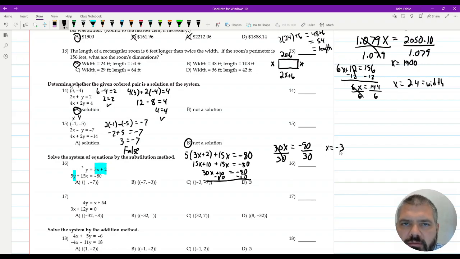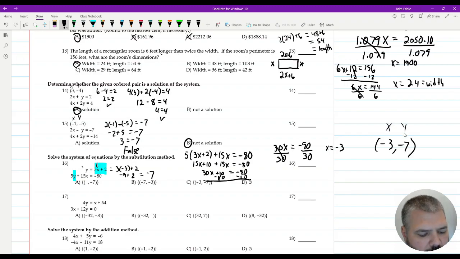Once you've solved for one of the variables, you can plug this into either equation. However, what I would do is come to where you had y solved for already: y equals 3x plus 2. Plug your -3 in for that x. That's the easiest way. So I have 3 times -3 plus 2, that's -9 plus 2, so I get y equals -7. My ordered pair is -3, -7. That's my x and that's my y. If you look down here, -3, -7, that's going to be C.